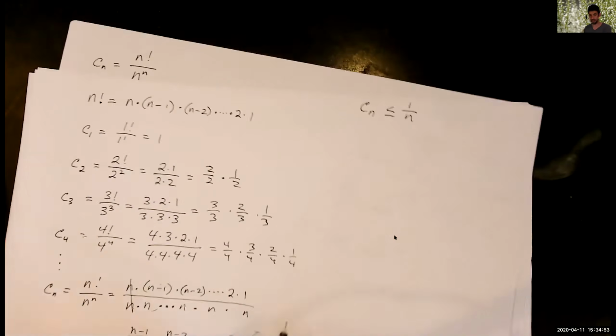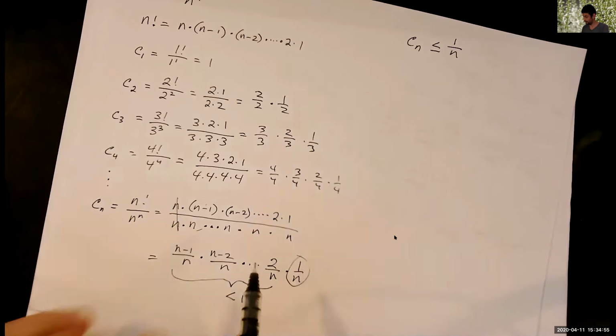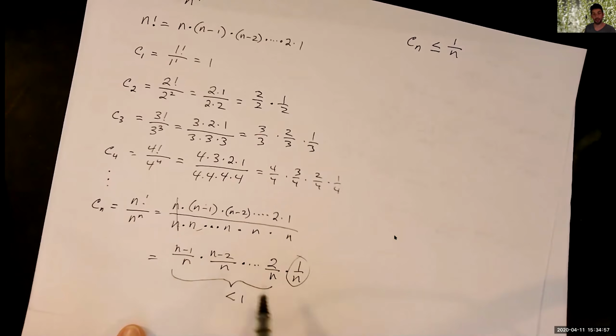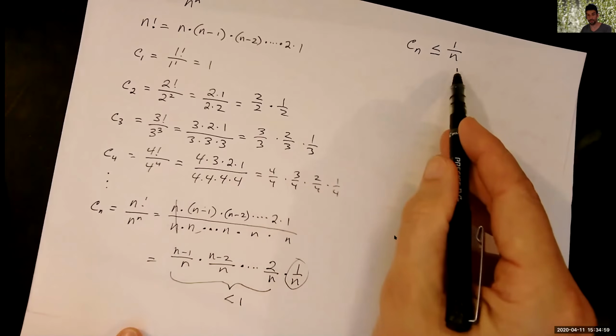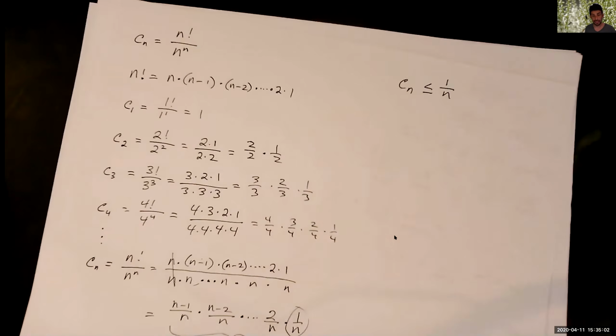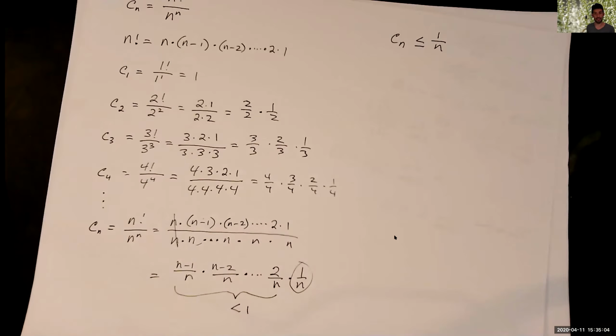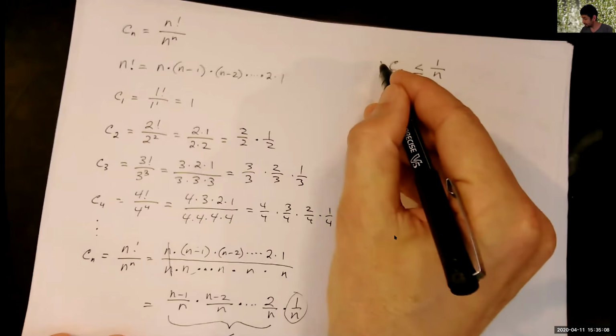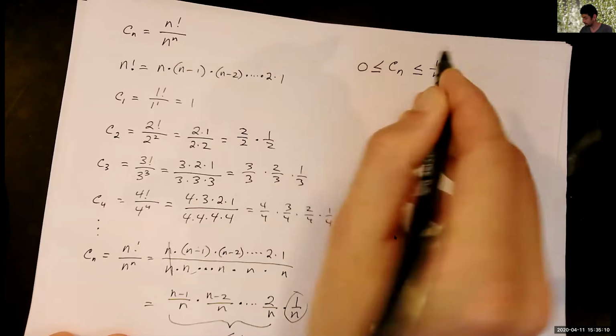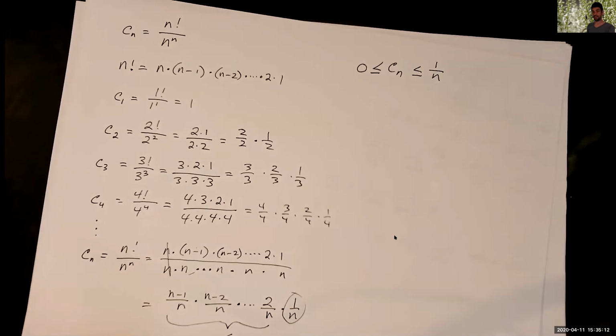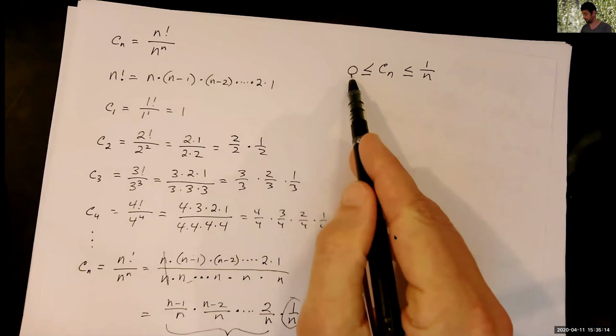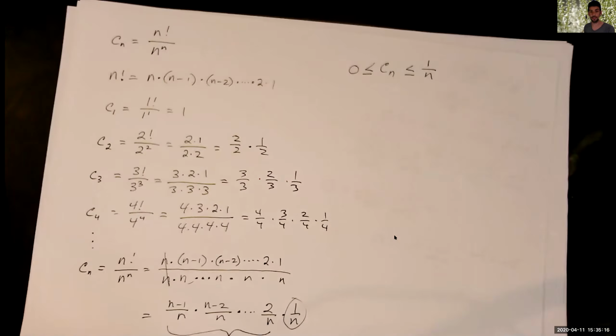If you take something like 1 over n and you multiply it by things that are all less than 1, you get something smaller. To be clear, this works because everything's positive, right? I didn't say that explicitly, but we're talking about integers, everything's positive. So what that means is C sub n is stuck between 0 and 1 over n.